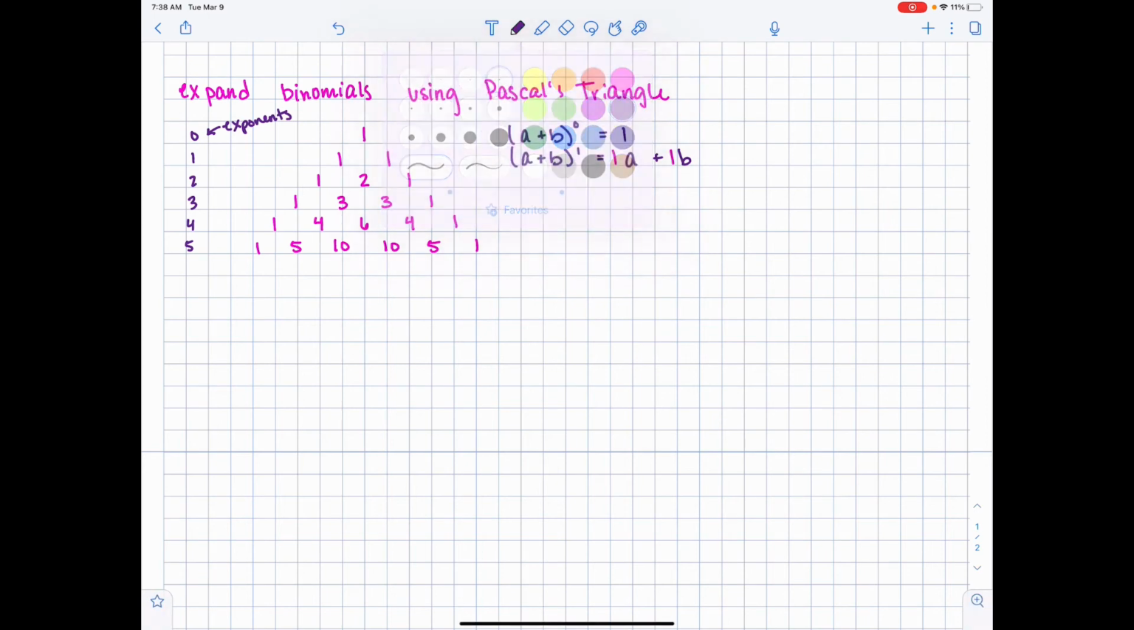All right, so let's continue this pattern, see how it works out for us. So now we have a plus b to the power of 2. Okay, so I want you to be a little bit careful of your exponents here. Watch what we do. So we have 1a squared. So we're starting off with that a squared plus 2ab.